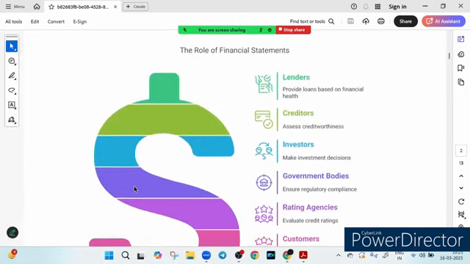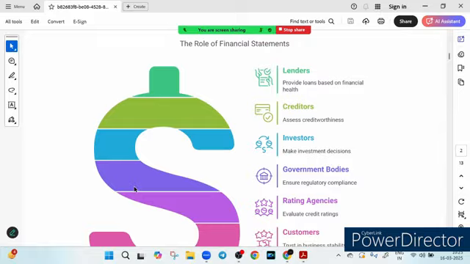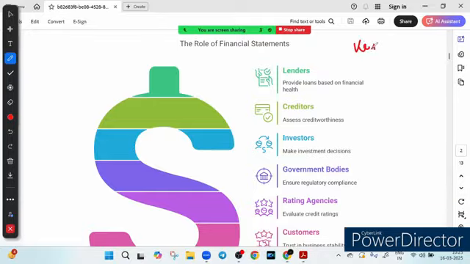Now the next thing we have to study is the role of financial statement. Friends, financial statements are more than just numbers. They impact key decision makers. So who are the key decision makers? Let's dive into their role.